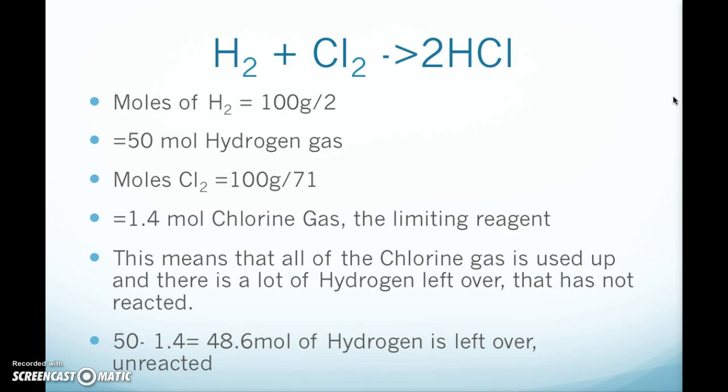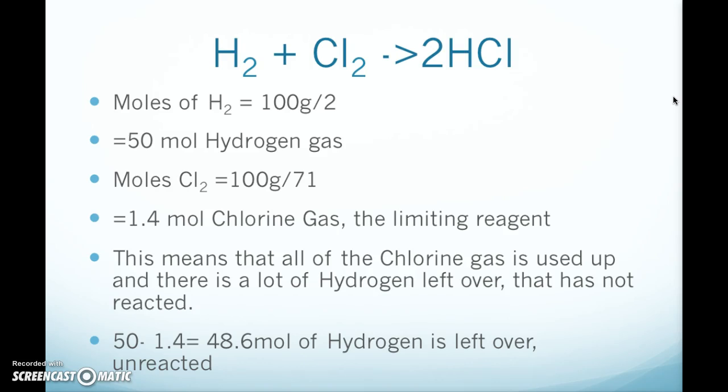So this would be the equation that you'd write. H2 gas reacts with chlorine gas to produce 2 moles of hydrogen chloride. So to work out the moles of hydrogen gas, first of all you'd have to write the mass that you know that you're given, which is 100 grams, and divide it by the molar mass of hydrogen, which is 2. And that equals 50 moles of hydrogen gas.